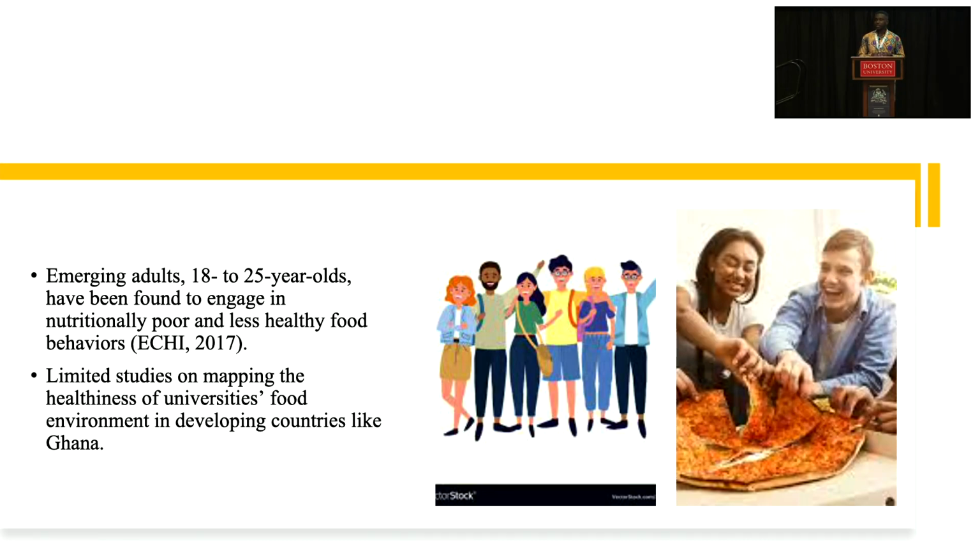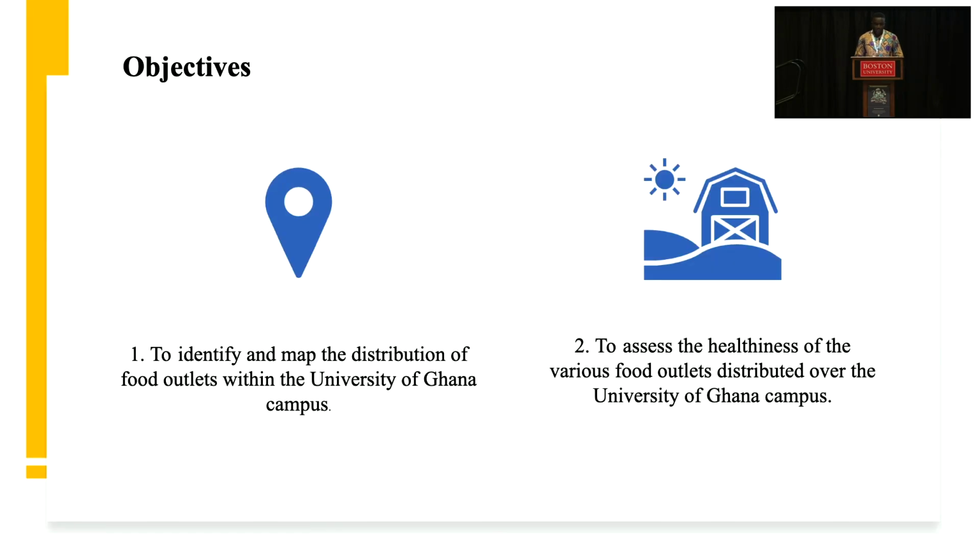However, there are limited studies on mapping and assessing the healthiness of a university food environment, especially in developing countries like Ghana. And this research is significant as it goes a long way to create sustainable, healthy food environments and thereby promote good eating habits among the students in the universities. So the objectives were two. One was to identify and map the distribution of food outlets within the University of Ghana campus. And the second was to assess the healthiness of the various food outlets distributed over the University of Ghana campus.